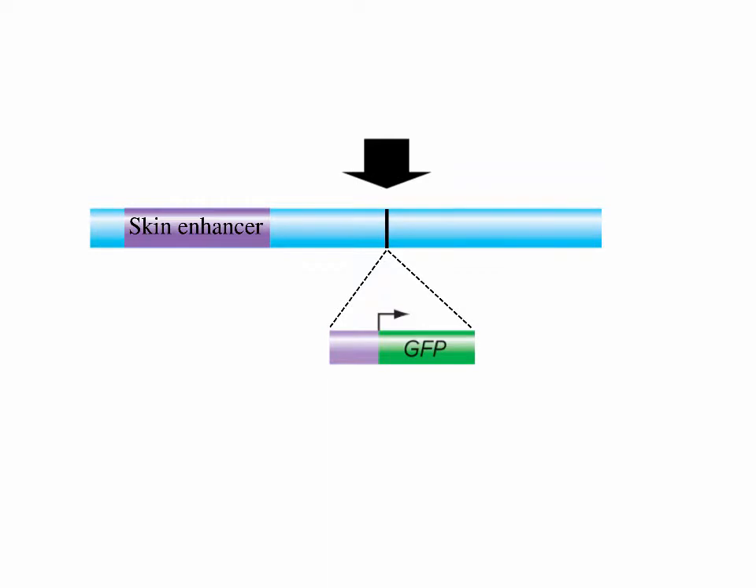In these lines, the reporter must have, by chance, inserted near an enhancer activated in skin cells, and that enhancer must normally regulate a gene transcribed in the skin. You can use inverse PCR to identify genomic DNA sequences adjacent to the transgene insertion point, and compare that sequence to the mouse reference sequence to identify the gene.